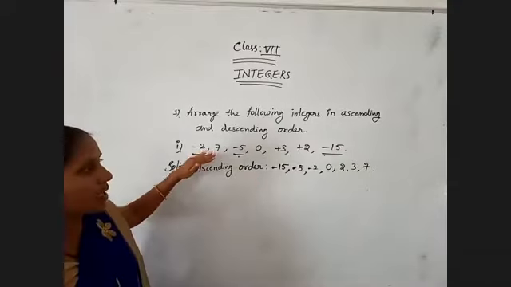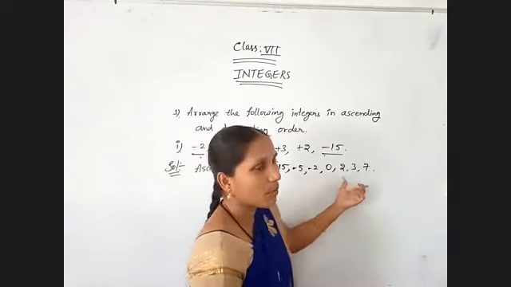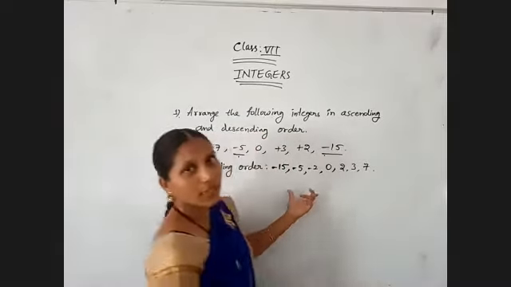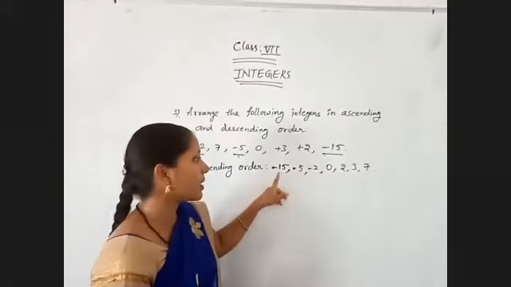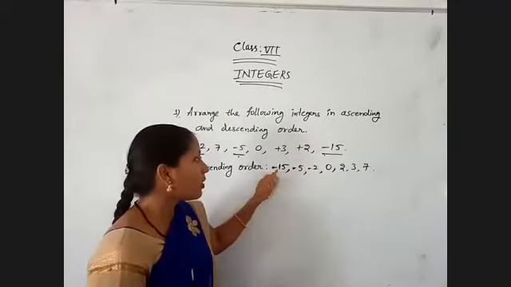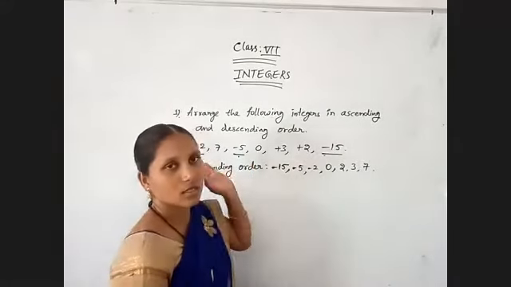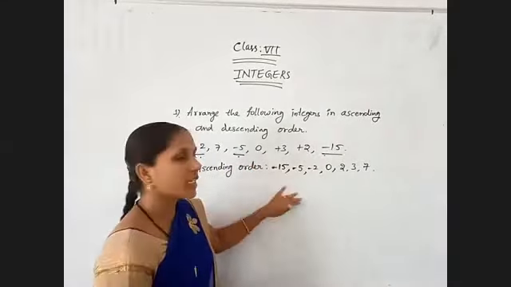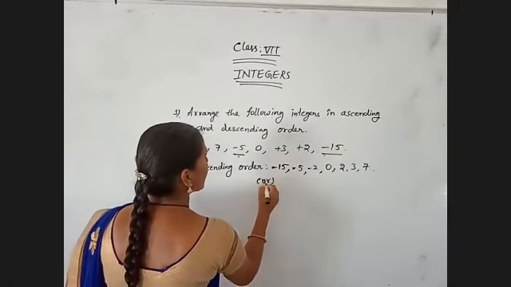So, we know that all the negative integers are smaller than 0 and positive. And in case of negative values, the smaller value becomes greater and the greater value becomes smaller. Because of the minus, minus 15 is lesser than the remaining values. So, these are the rules we need to remember when writing in ascending and descending order.